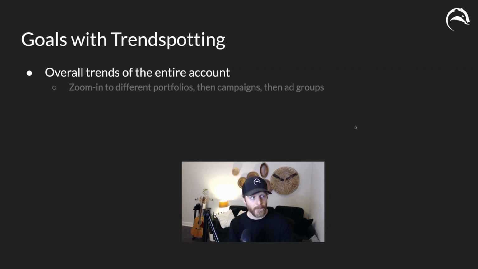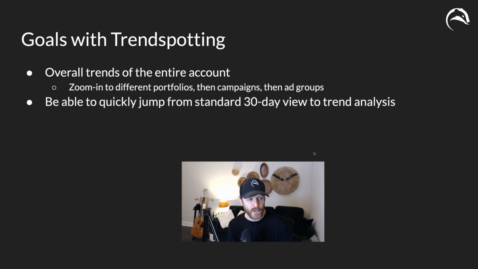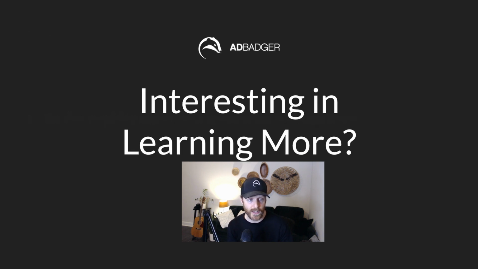So the goals there: be able to zoom in and zoom out very quickly so that you can identify trends in your account, be able to jump quickly from a standard 30-day view to a 30 versus 30 or 60 versus 60 or year-over-year analysis, and of course be able to quickly export it in a Google Sheet.